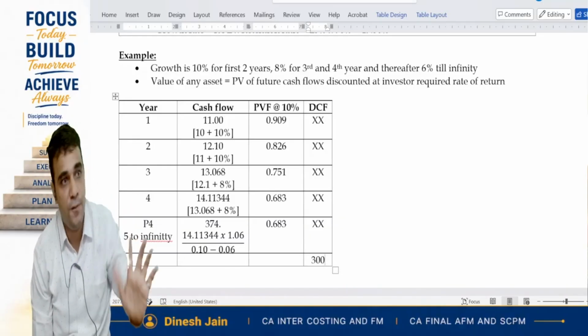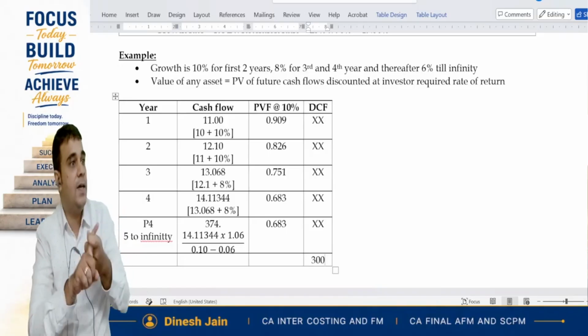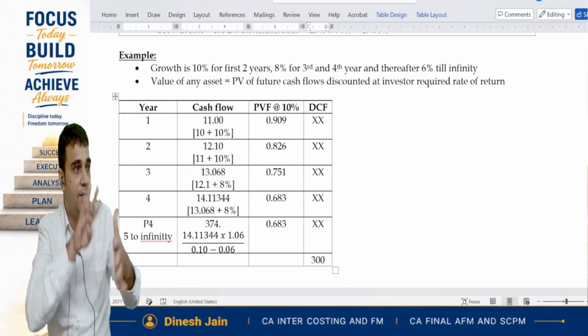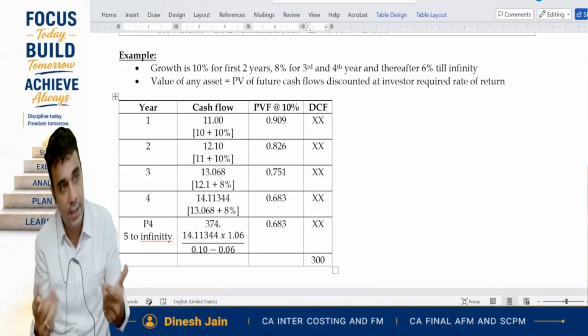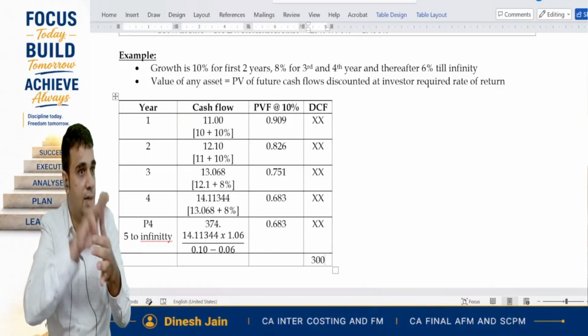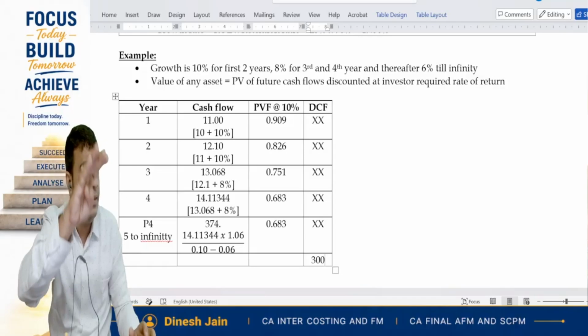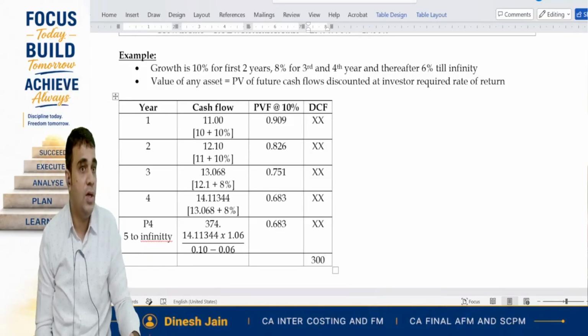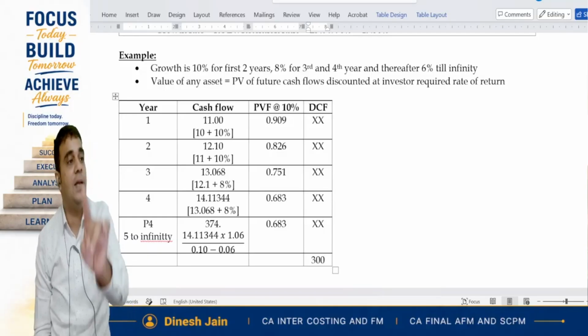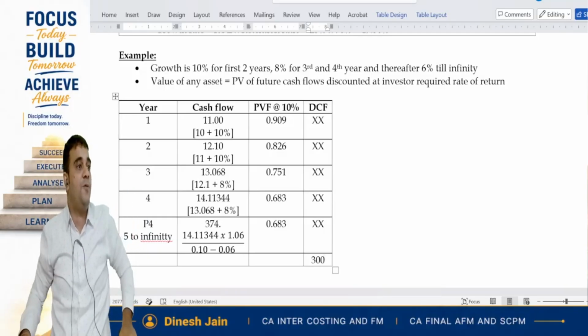This is one way of understanding. That is first year dividend, second year dividend, third year dividend, fourth year dividend, fifth year till infinity. Or you can understand first year dividend, second year dividend, third year dividend, fourth year dividend. At the end of fourth year, you are selling the share. At the end of fourth year, you are selling the share and will get 374. If you sell the share at the end of fourth year, what will you get? 374.